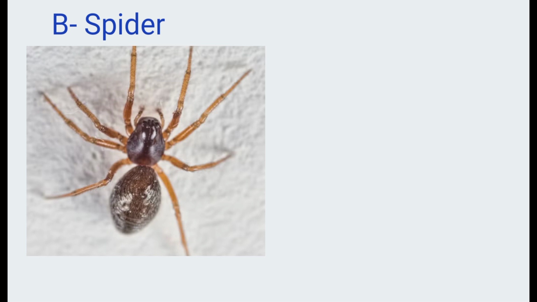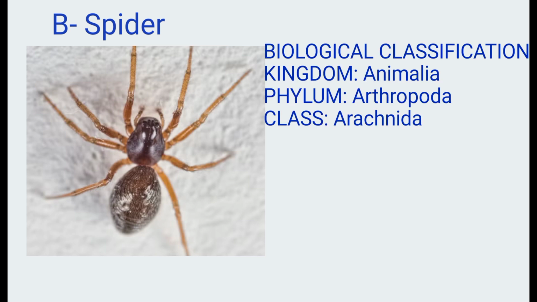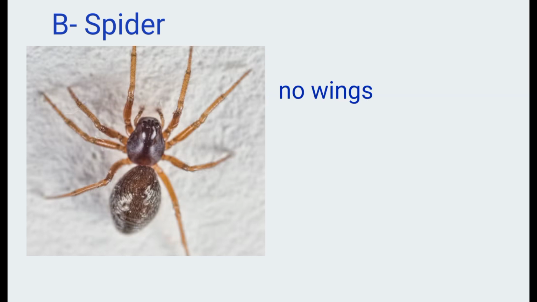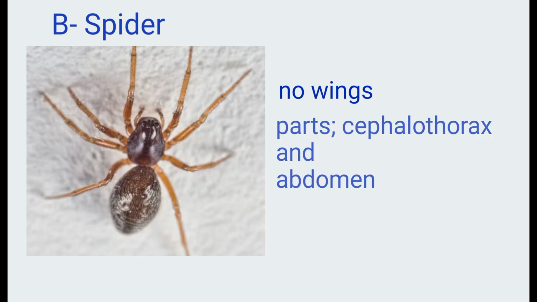Next thing we need to know is the biological classification of spider. So spider belongs to the kingdom Animalia, phylum Arthropoda, and class Arachnida. So even though it shares the same phylum with housefly, it has a distinct class, which is the Arachnida class, and that is the reason for the differences. Apart from the mentioned differences, it is also worthy to note that spiders don't have wings as houseflies, and instead of the head, thorax, and abdomen in housefly, spiders only have the cephalothorax and abdomen.